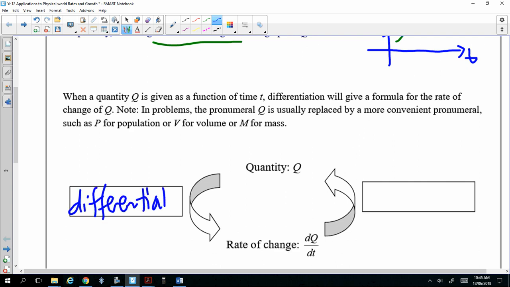And to go backwards, we know differentiation and integration are inverse processes. So to go backward, we integrate. So if I integrate the rate, I get the quantity. After we do this, we're now going to do example 1.